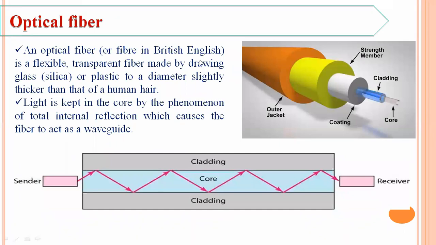Then we have the optical fiber. Again, I have two images of optical fiber over here. The optical fiber is a flexible, transparent fiber made by drawing glass or plastic to a diameter slightly thicker than that of a human hair. The light is kept in the core by the phenomenon of total internal reflection, which causes the fiber to act as a waveguide.